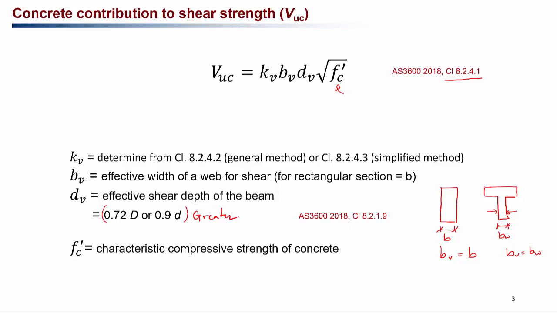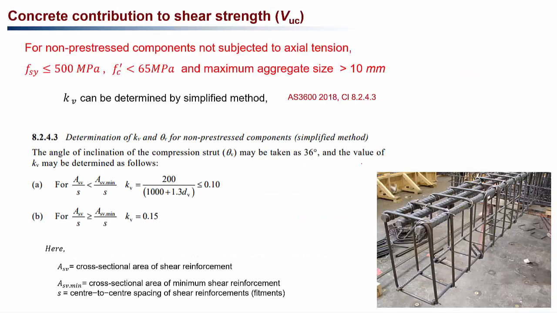Now another parameter here, KV, is found out from clause 8.2.4.2 from a general method, or it can be found out using a simplified method as shown in clause 8.2.4.3. The parameter KV can be found out from a simplified method as mentioned before, and for this lecture we'll use the simplified method to find out KV.